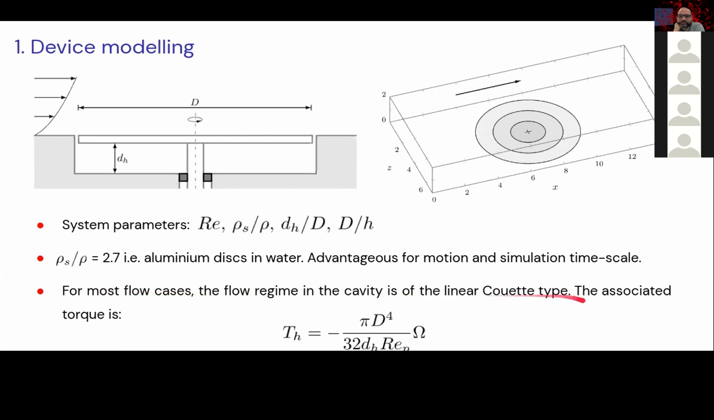And last modeling bit. So the housing torque is not simulated. So the flow underneath the disk in the cavity is not simulated. So what we actually simulate is just a plain channel. Instead it's just modeled by a linear Couette type flow. So it's essentially a linear azimuthal velocity profile. And this is its associated torque, which is linear in the angular velocity of the disk. We verify that this flow regime actually holds for the flow cases we present.